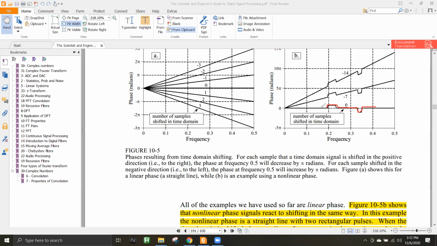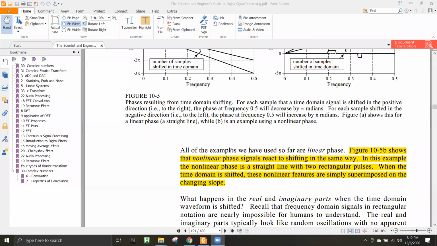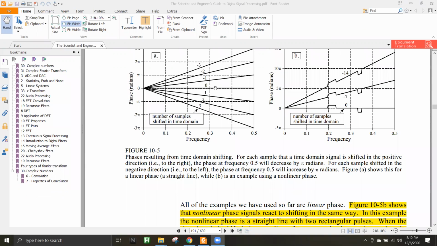There are pulses, maybe like this, or probably it could have been a smooth pulse like this. Whatever it was, any kind of non-linear phase means that originally that signal was not symmetrical, its shape was not symmetrical. Okay, so now this was just an example of a non-linear phase, and this can also react to shifting in the same way. Any kind of shifting would increase or decrease the slope.